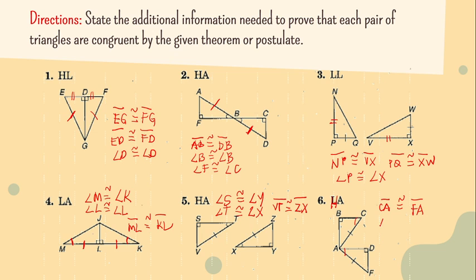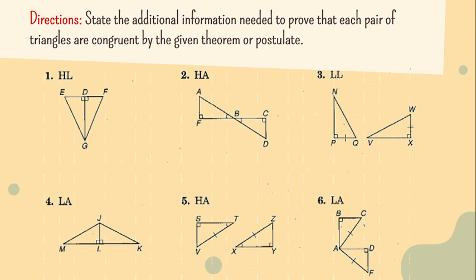And then we have angle B is congruent to angle D. And then for the other acute angle, so angle C is congruent to angle F. So dito dapat yan. Yan. So that's for the right triangle congruence.